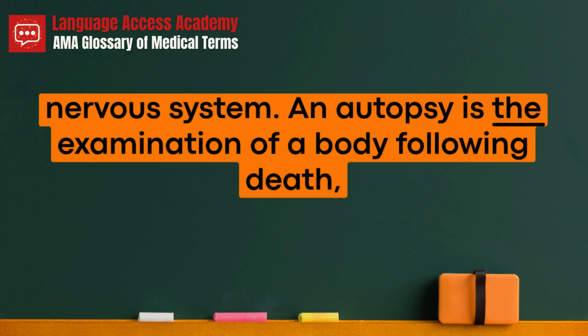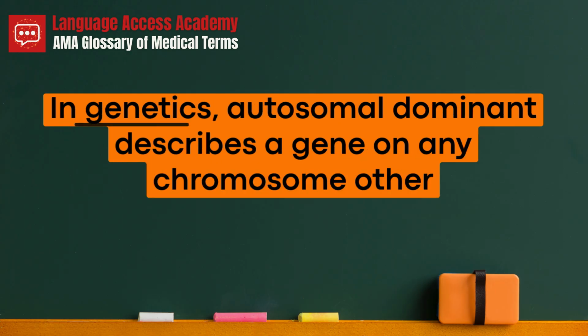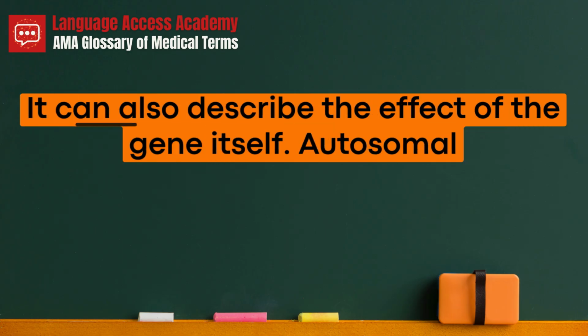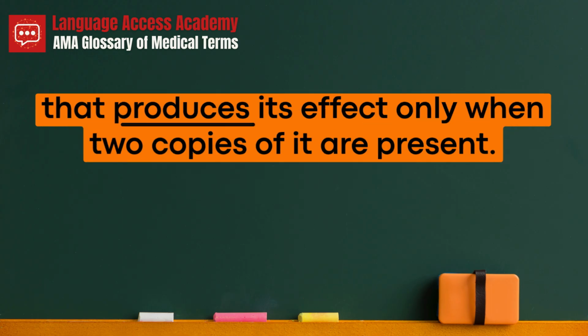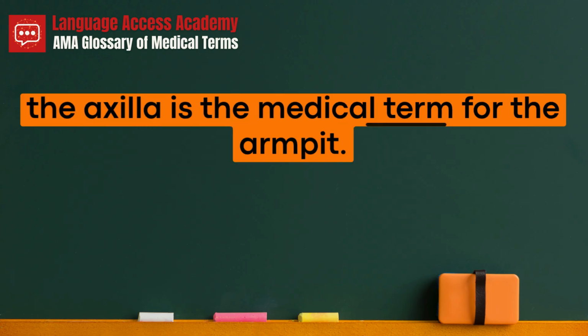An autopsy is the examination of a body following death, possibly to determine the cause of death or for research. In genetics, autosomal dominant describes a gene on any chromosome other than the sex chromosomes that produces its effect whenever it is present. It can also describe the effect of the gene itself. Autosomal recessive describes a gene on any chromosome other than the sex chromosomes that produces its effect only when 2 copies of it are present. And finally, for our A-list today, the axilla is the medical term for the armpit.